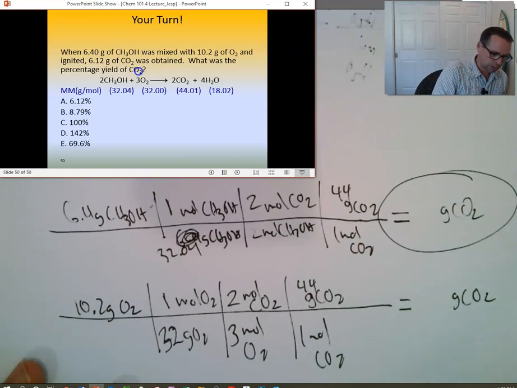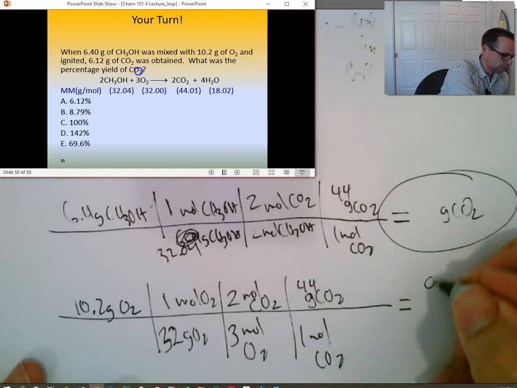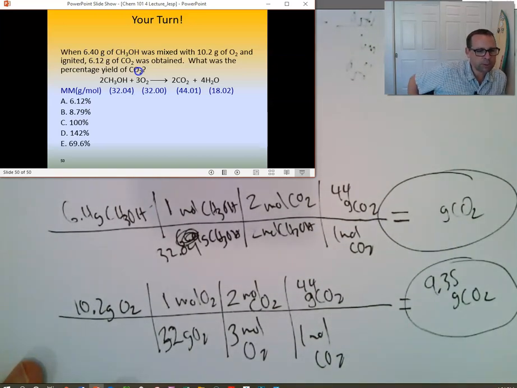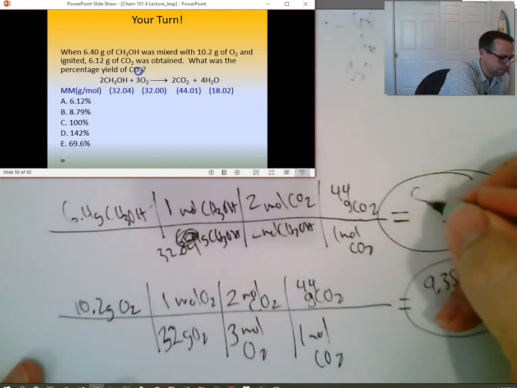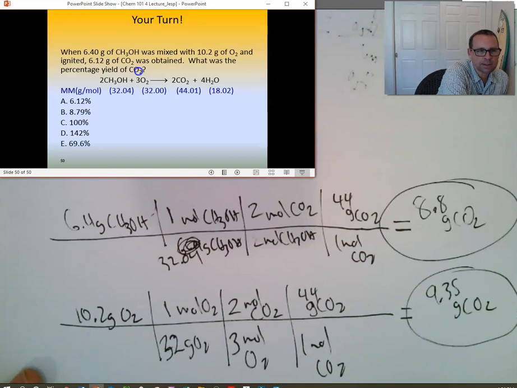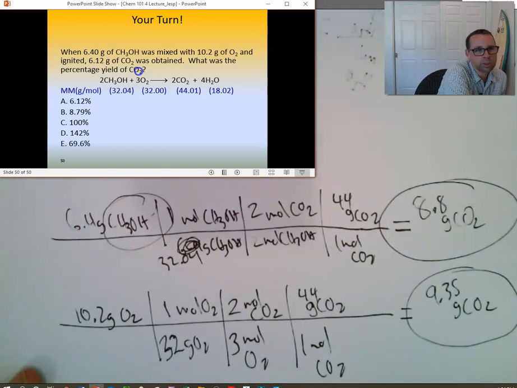10.2 divided by 32, times 2 divided by 3, times 44. All right, so I got 9.35 grams of carbon dioxide. What did you get? 8.8 grams of carbon dioxide? So what does that tell us is the limiting reagent? The top one, the methanol, CH3OH.